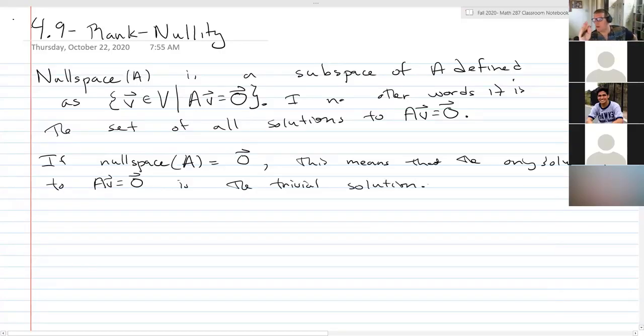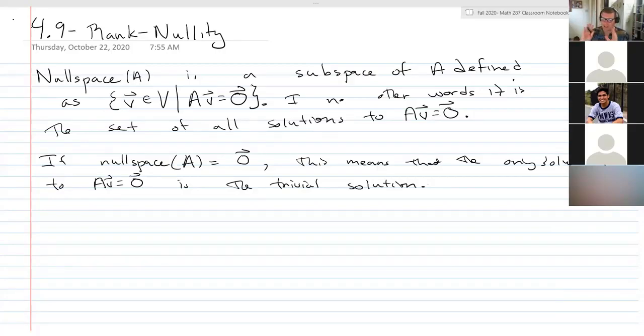So the null space of A equaling 0 actually implies that the whole set of solutions to Av equals 0 is just the 0 vector. And so if the null space of A is just the 0 vector, then the only solution to Av equals 0 is the trivial solution. On the other hand, if the null space isn't just the 0 vector, then we have other solutions to Av equals 0. So let's think about what the consequences of that are.